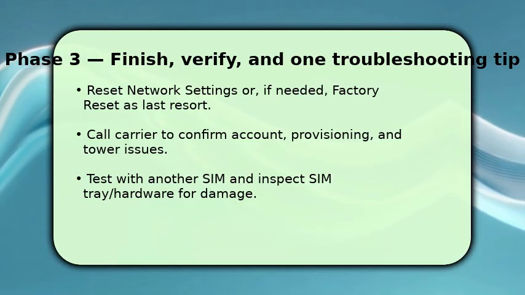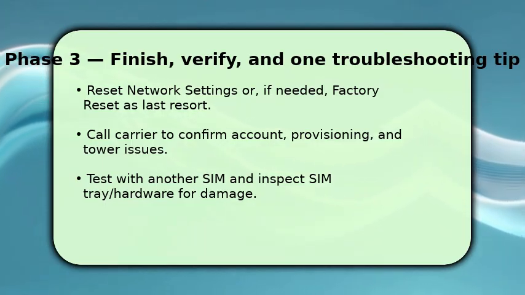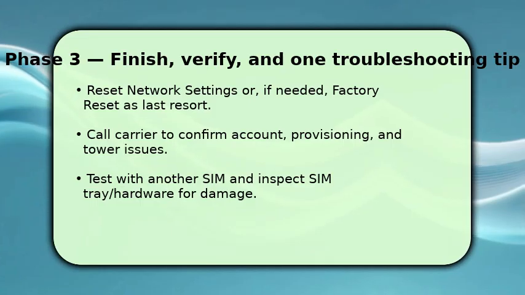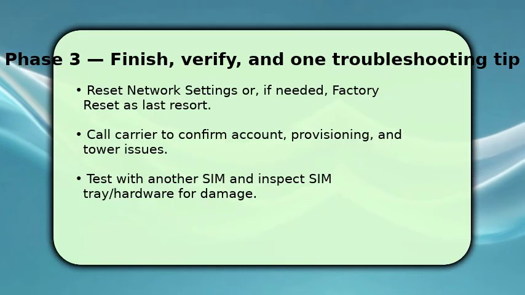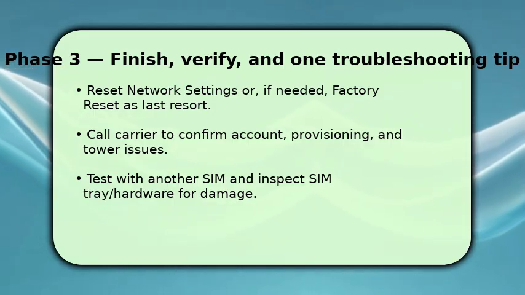If still failing, contact your carrier to verify provisioning and local tower status. Have your IMEI and account details ready. Finally, test a different SIM and visually inspect the SIM tray and contacts. Hardware faults or a bent.